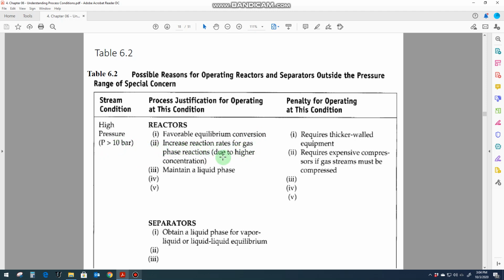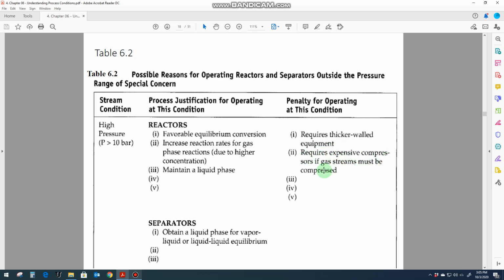Increase reaction rates for the gaseous reaction due to higher concentration. If we want to increase the rate of reactions, then we can go beyond 10 bar. And if we want to maintain the liquid phase within the reactors, then we can operate the reactors beyond 10 bar. Now, what could be the energy penalties on this operation? It requires thicker walled equipment. If we want to go beyond 10 bar, then we need equipment with thicker walls to withstand that high pressure.